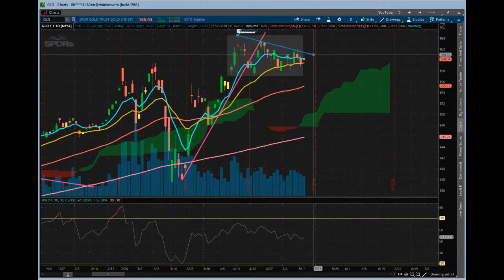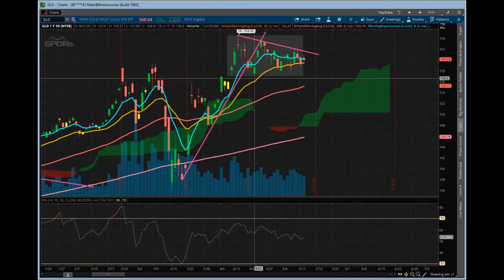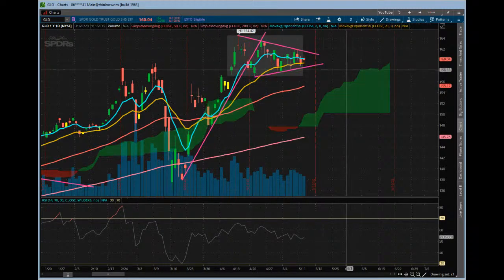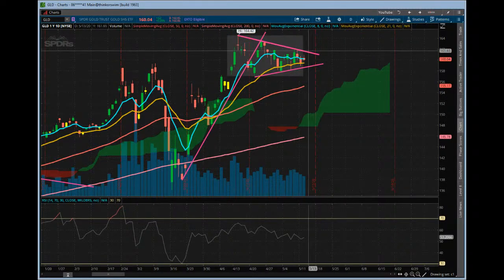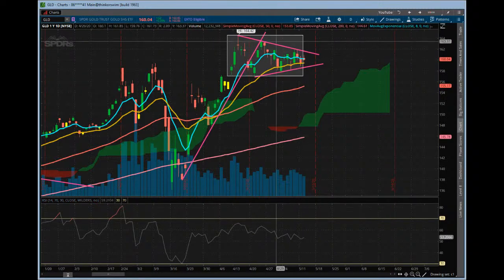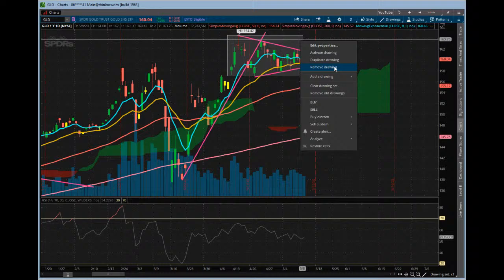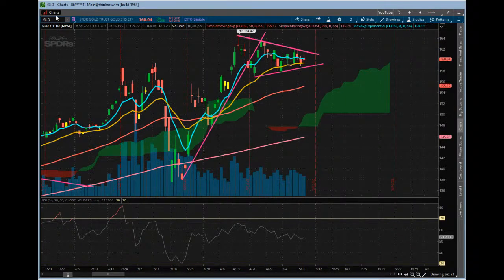Let's see here. So we got GLD triangulating nice here. So let's see how that behaves, right? If the market continues to stay weak, maybe gold will try to work its way up right here. It's in this big kind of trend channel, but it really is looking like a triangle right now. Possible pennant forming here. So very good. Yep, gold. Good to see you.